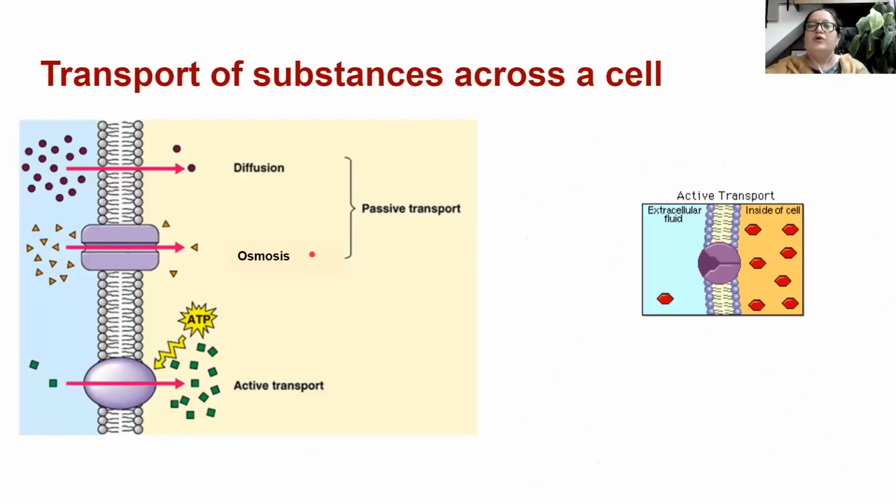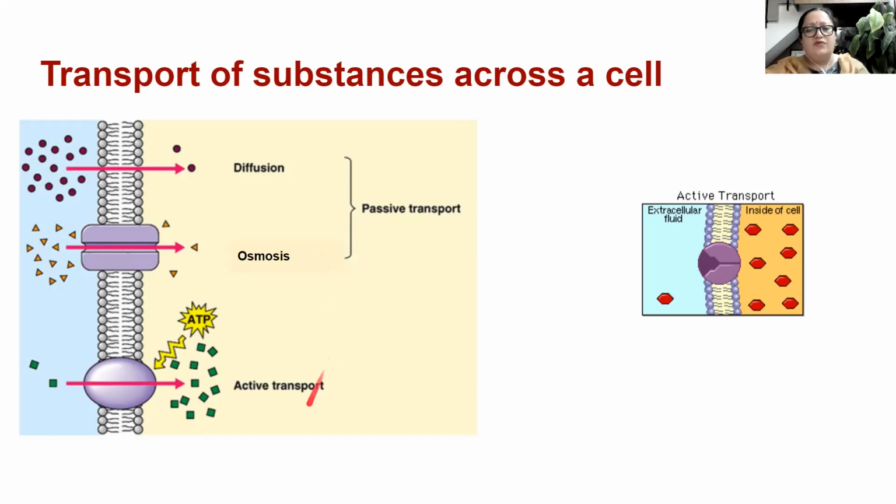Now next, you are going to study the transport of substances across a cell, which occurs by 2 processes. Number 1, the passive transport. Number 2, the active transport. So passive transport, as the name indicates, is a type of transport which does not involve the use of any energy in the form of ATP. It can be of 3 different types: diffusion, osmosis, and imbibition.